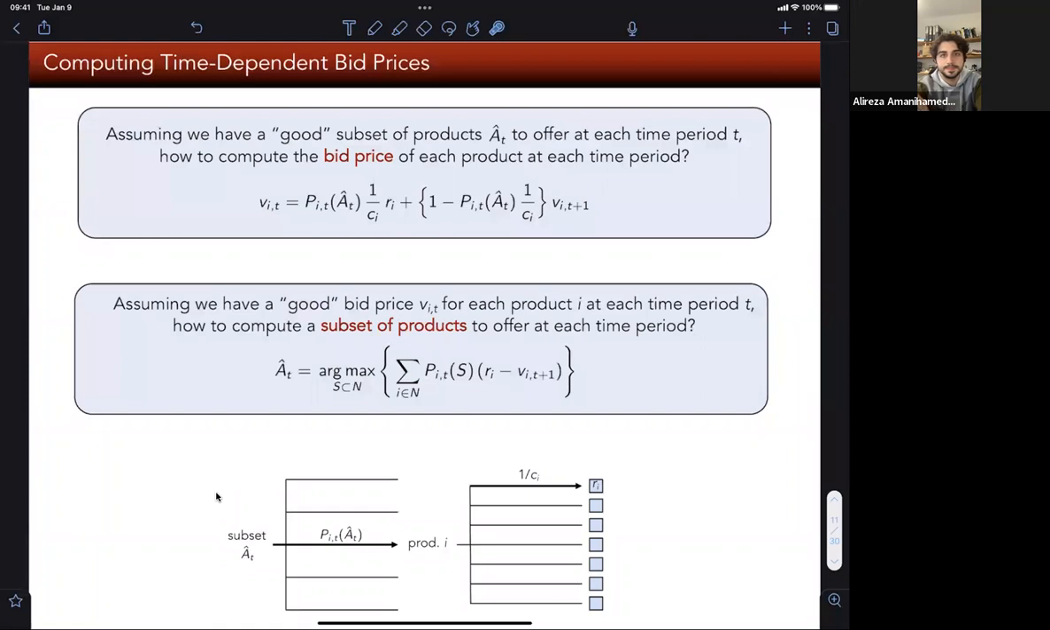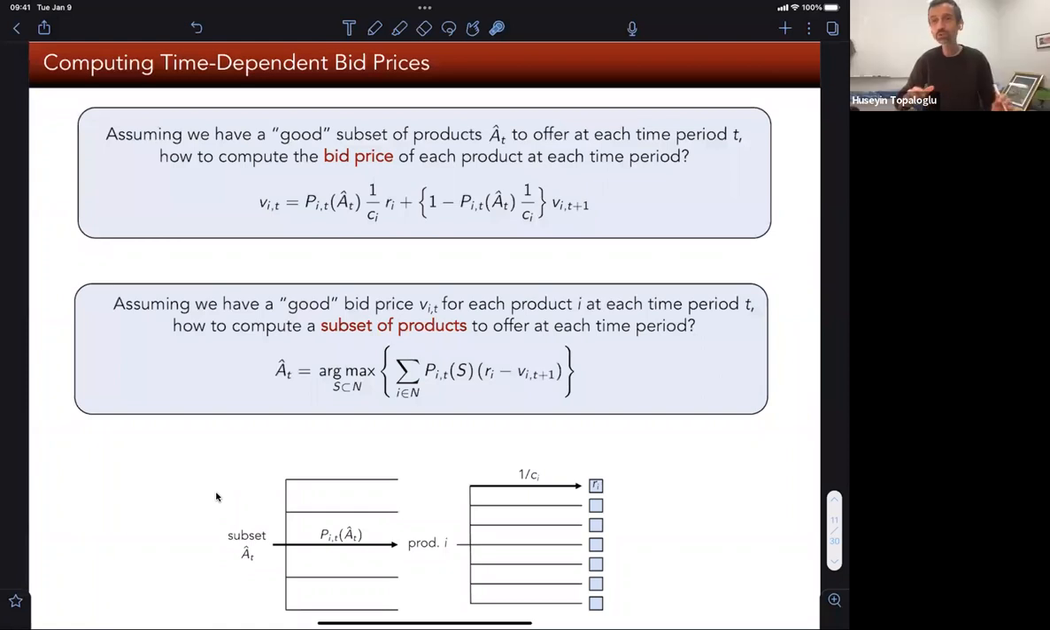Yeah, so don't take this cartoon at the bottom of the picture too literally. Great. Okay. But I hope that the mechanics of how we do these computations of the bid prices and the ideal assortment is clear, and that's important for us. Good. Any other questions?